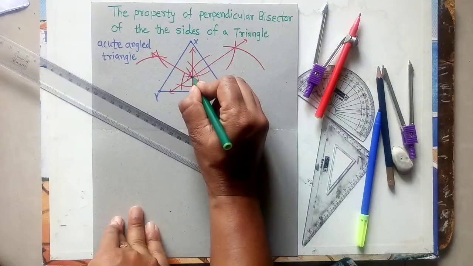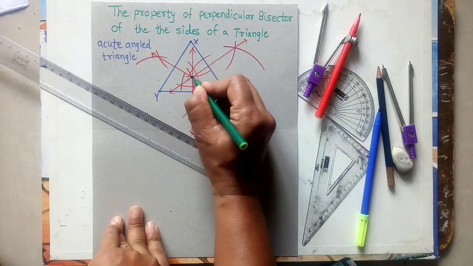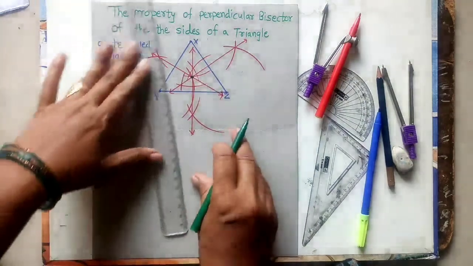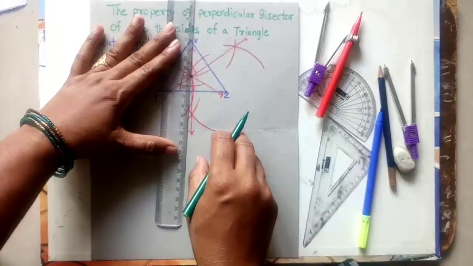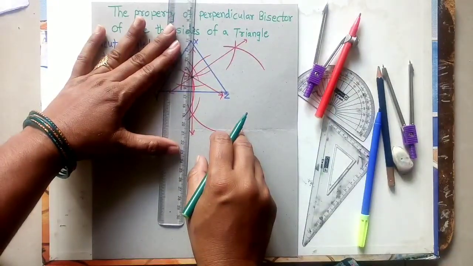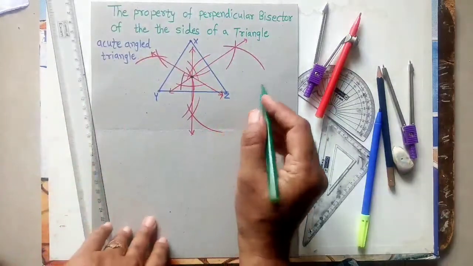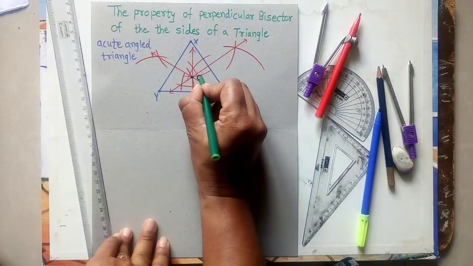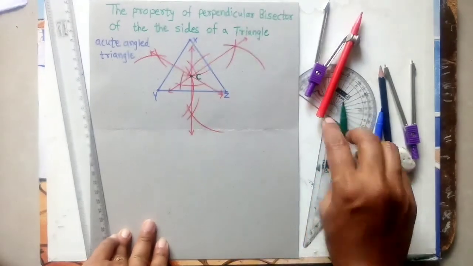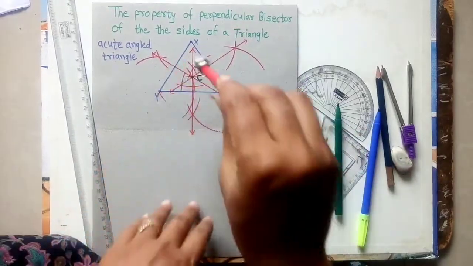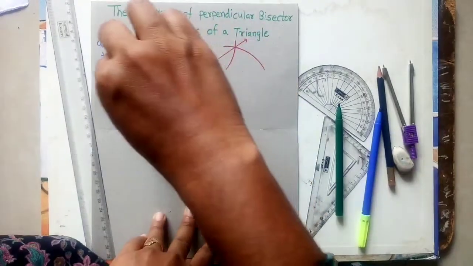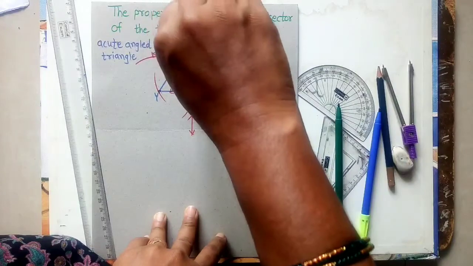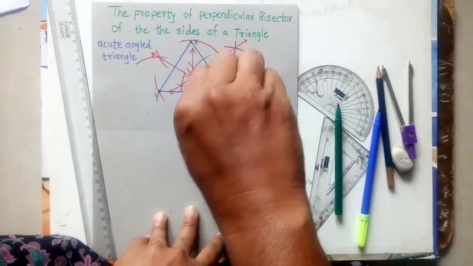Now you can see that all the three bisectors intersect at the same point. From this point, we can draw the circumcircle. This point is the center of the triangle.